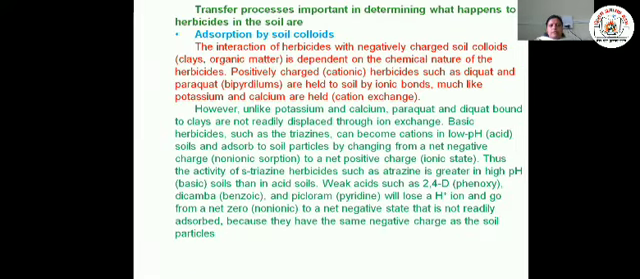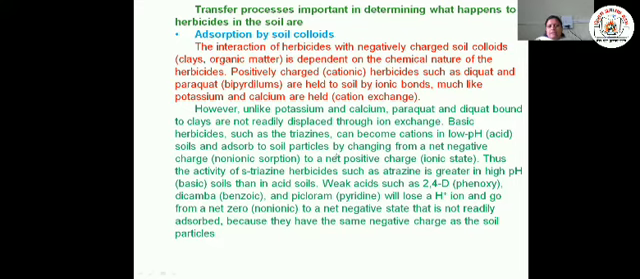Then, transfer processes are important in determining what happens to the herbicides in the soil. See, adsorption by the soil colloids. This is also an important process. The interaction of herbicides with negatively charged soil colloids depends on the chemical nature of the herbicides. Positively charged herbicides like diquat and paraquat are held to the soil by ionic bonds, much like potassium and calcium are held. However, unlike potassium and calcium, paraquat and diquat bound to the clays are not readily displaced through ion exchange.